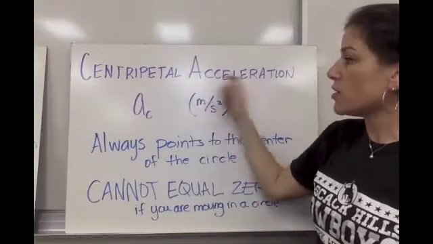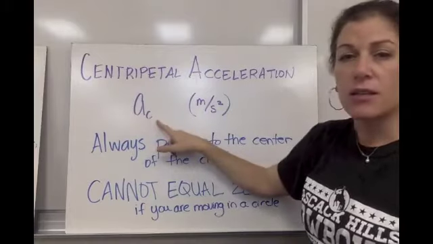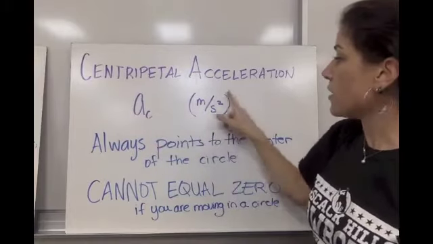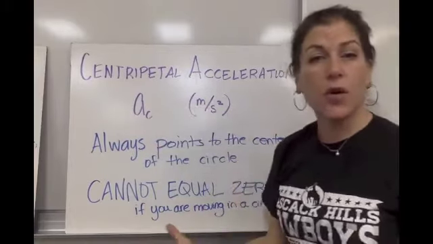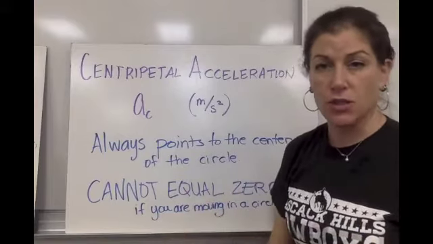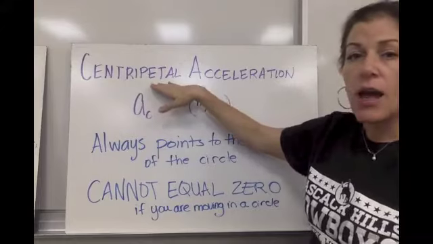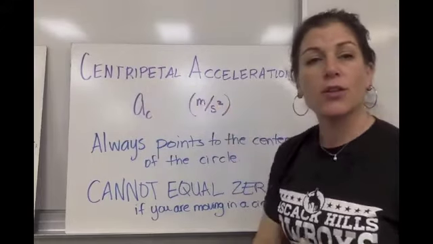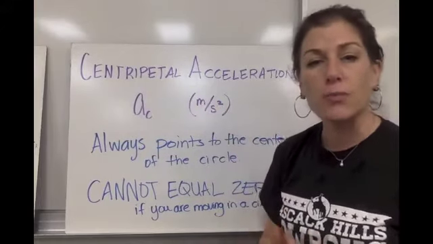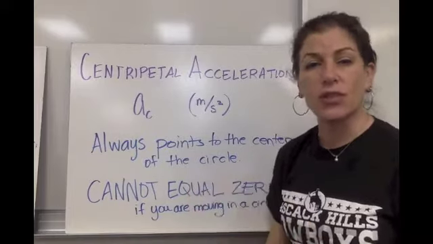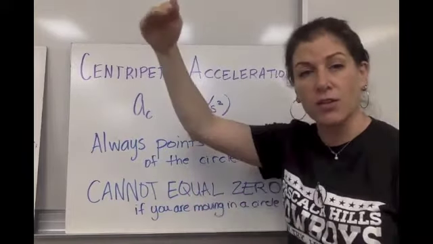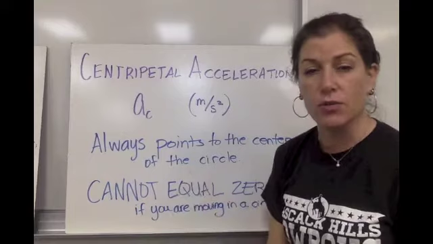Centripetal acceleration, the symbol is a subscript c. The units are the same as for all accelerations, right? Centripetal means center seeking, and it's the one that points along the radial axis. It always points towards the center of the circle, as if you were drawing the radius from the outside of the circle to the inside, to the center.